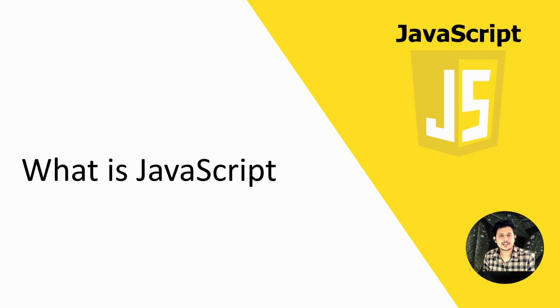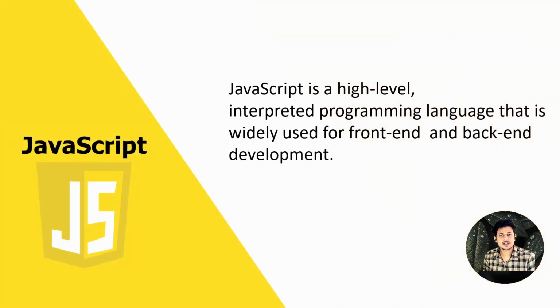So let's see what is JavaScript first. JavaScript is a high level interpreted programming language which is mostly used for front end and back end technologies. Interpreted means the code or the script will run line by line in JavaScript. And let's see where and why we should be using JavaScript.